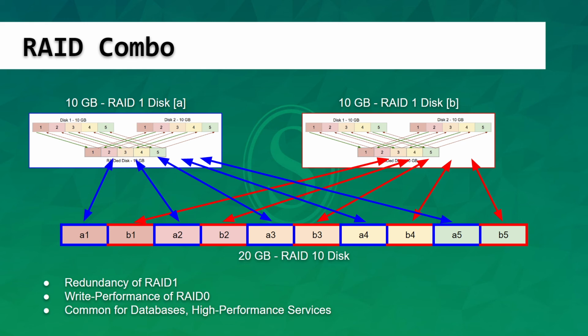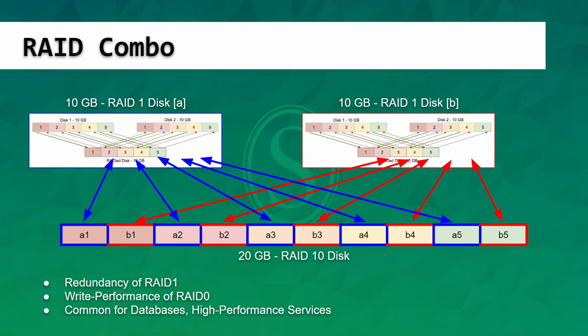It is a RAID 0 built with RAID 1s. The great thing is we get the redundancy of RAID 1. We can lose disk 1 in both RAID sets, and we're fine. Or disk 1 and disk 2 in RAID set A and then RAID set B. Or any one of these disks, we lose one of them, and we can lose one of these as well, and we're good. So we can lose, as long as they're in different RAID sets, two disks.